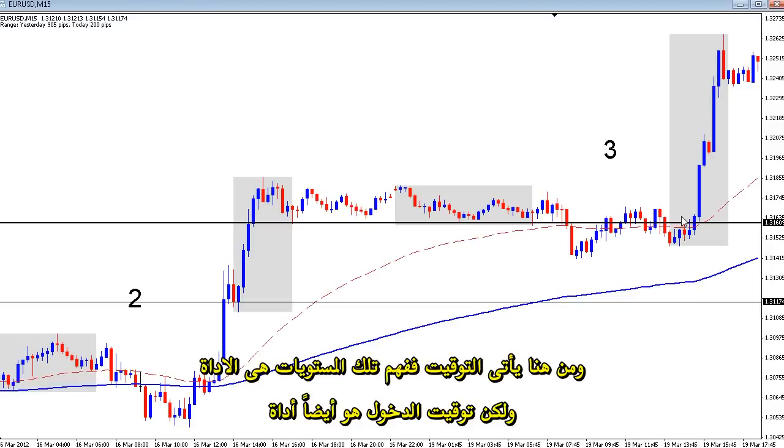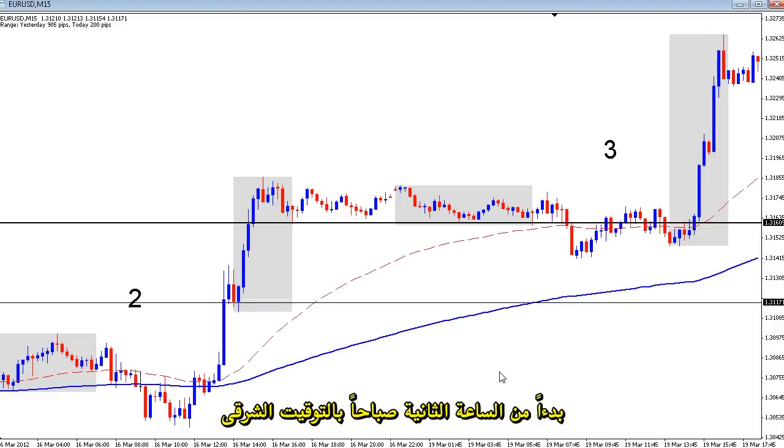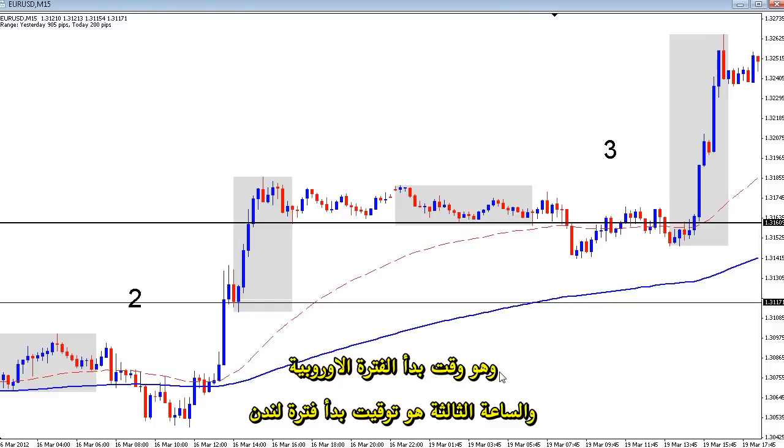And this is where the timing comes from, guys. This is where understanding the levels is key, but the timing of the entry is also key. Now, generally, one of the better times for seeing this manipulation is out of the Asian session. So starting with 2 o'clock, 3 o'clock in the morning Eastern, which is the start of the European session, 3 o'clock being the start of the London session.